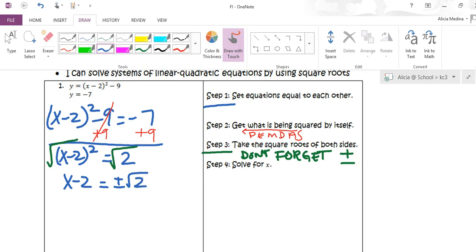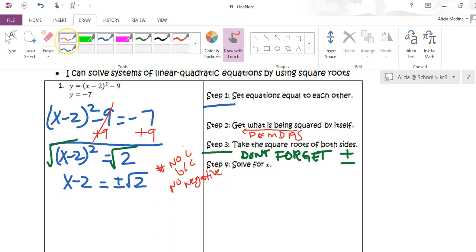Also, there is no i, because there is no negative. So right here, no i because no negative. Sorry, no i because there's no negative underneath the radical. So don't get i happy.